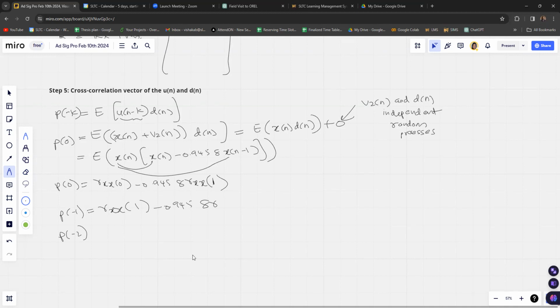Same thing that we did here. If I write the expectation of xn minus 1 with xn minus 0.9458 xn minus 1, this is equal to rxx1 minus 0.9458 rxx0.